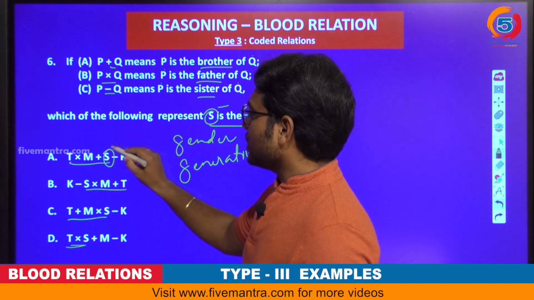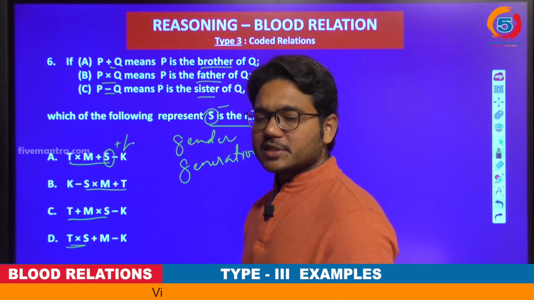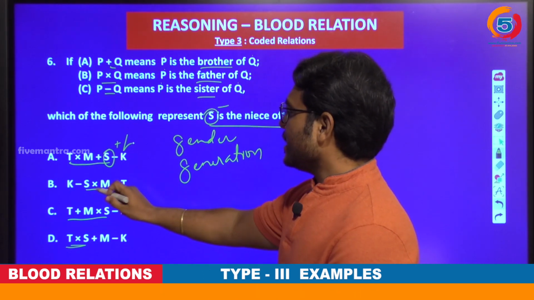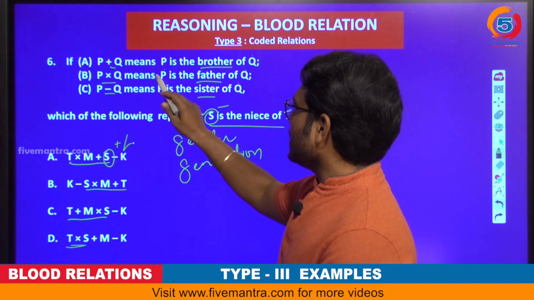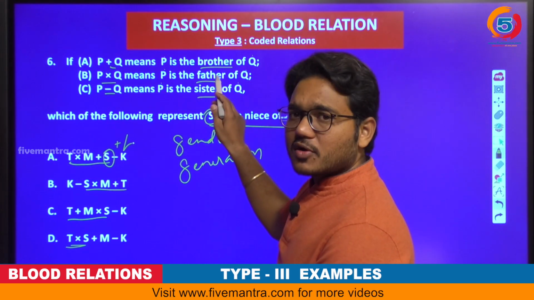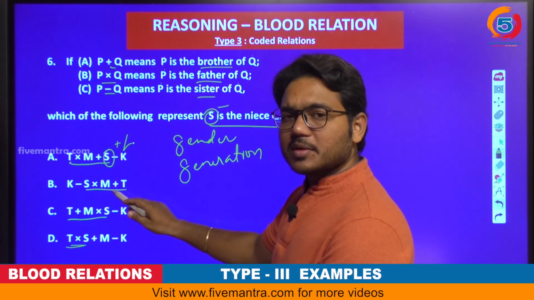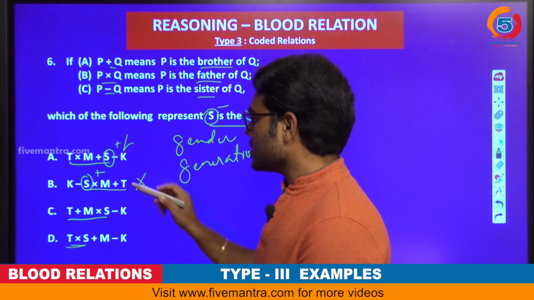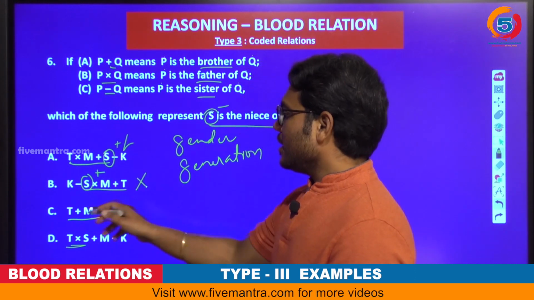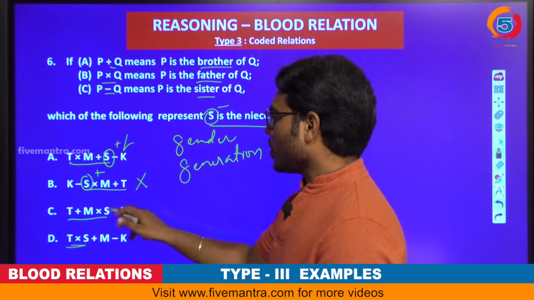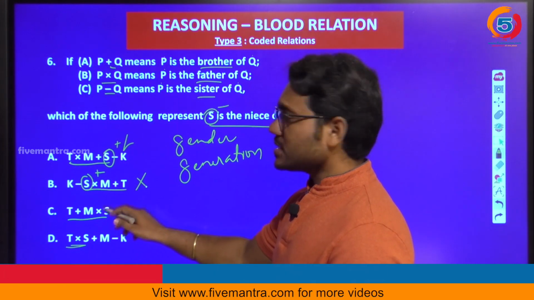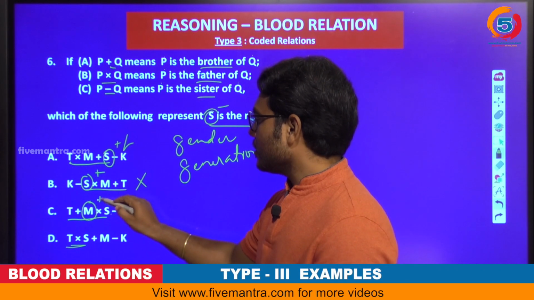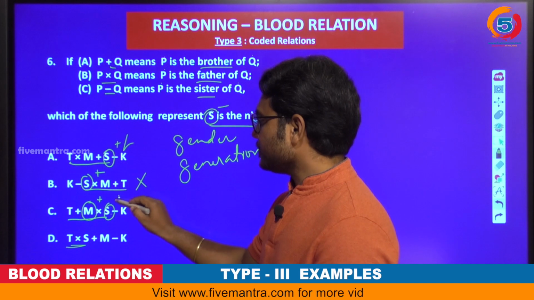So we cannot identify the gender of S here straight away, so let us leave it like that. Then from the second option, S cross M, cross is father, so S cross M means S is the father of M. It is obvious that S is male, so we can rule out this option, isn't it? Then the next option, M cross S, that is M is the father of S. So probably this is also a possible answer.